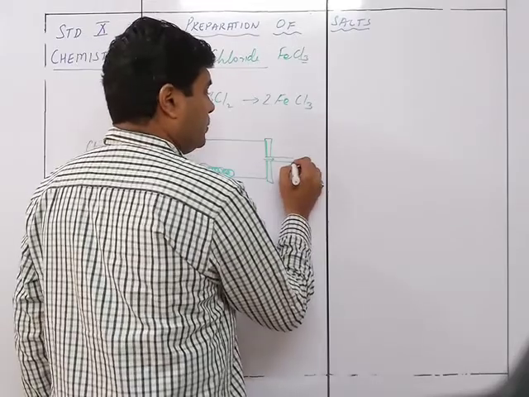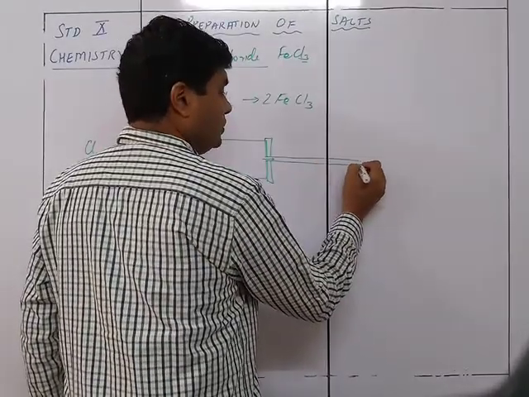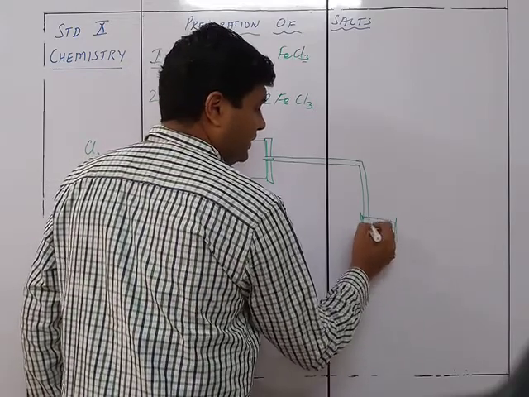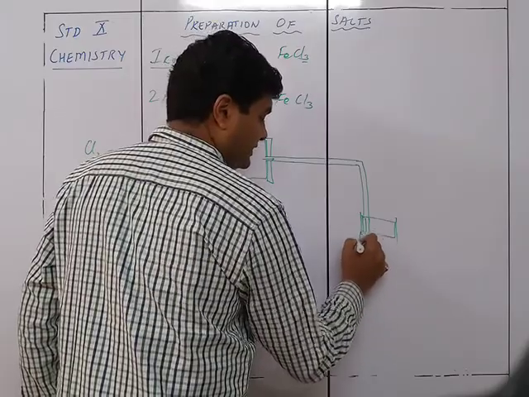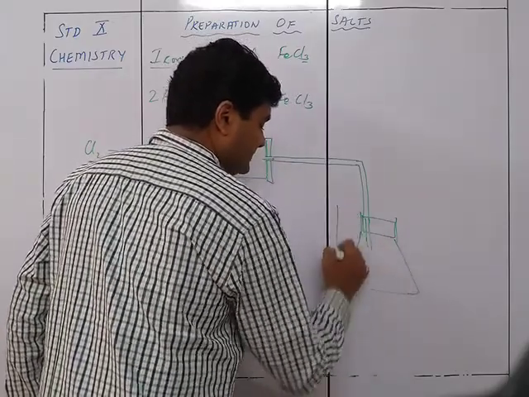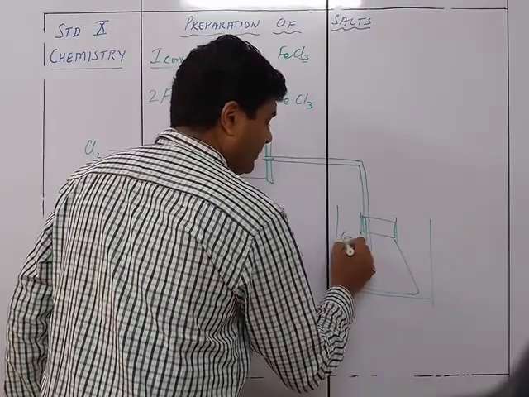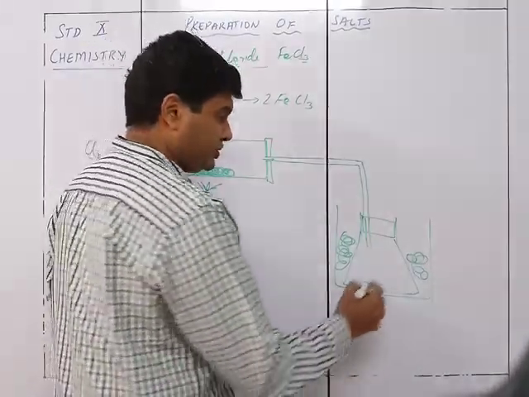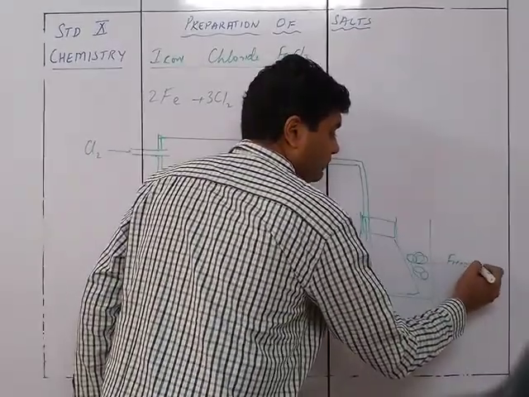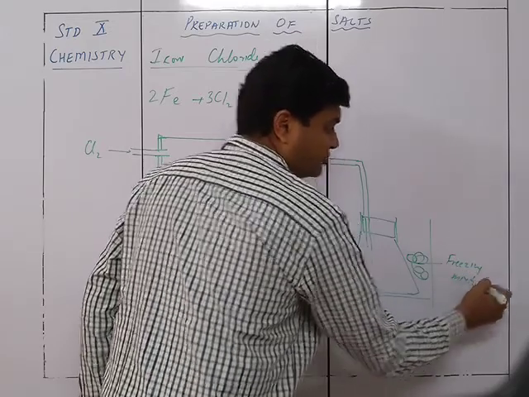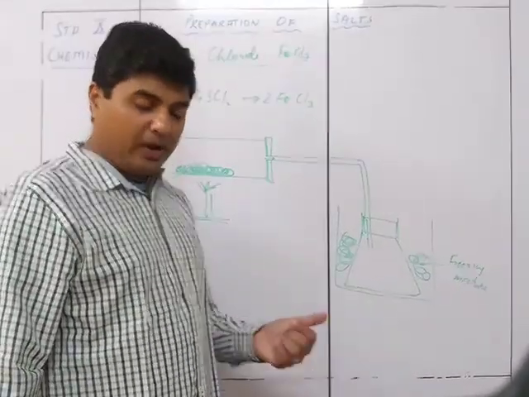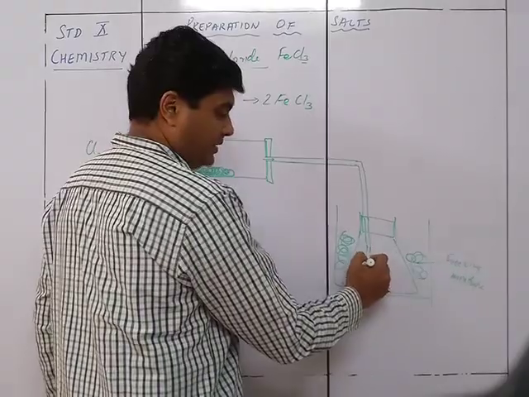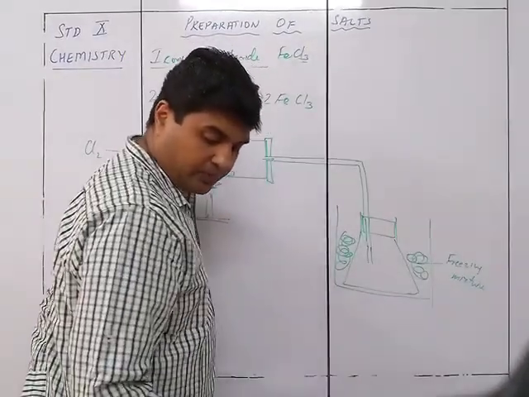So here what we do is we allow it to go into a conical flask. This is a conical flask over here. This conical flask is placed inside a container having dry ice. So this over here is nothing but the freezing mixture. You can take dry ice or anything which is going to give you a good amount of cooling possibility over here. So when it is done like this, it is going to come here, and then there will be the process over here.